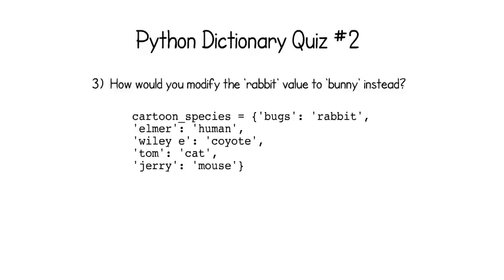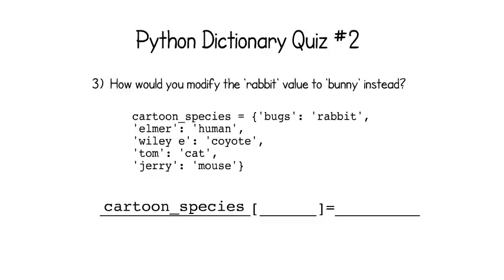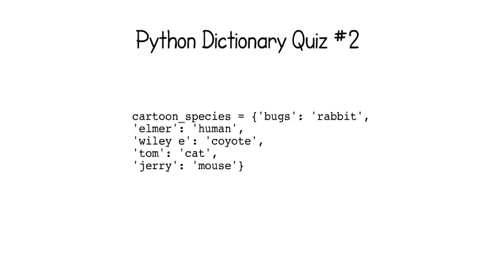Great! How about changing a value? How would you modify the rabbit value to bunny instead? You need the dictionary name, cartoon species, the key bugs inside the square brackets equal to bunny. This will update the value to bunny for the key bugs.